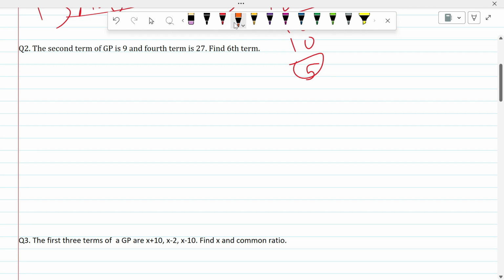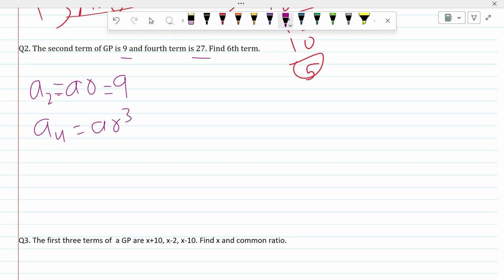Now we have been given the second term of a GP. What is the second term of a GP? It is simply AR, meaning A2 is equal to AR, which is equal to 9. Now we have also been given the fourth term of a GP, which is 27. A4 is equal to AR cube, and it's 27. Now we have to find the sixth term. What is the sixth term here? It is AR power 5, right?